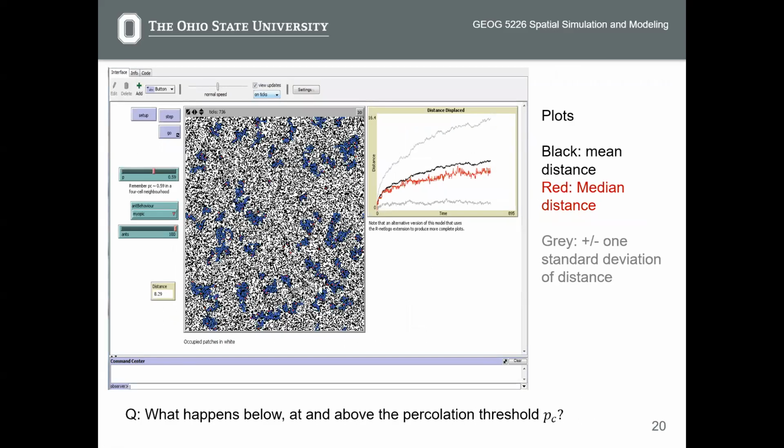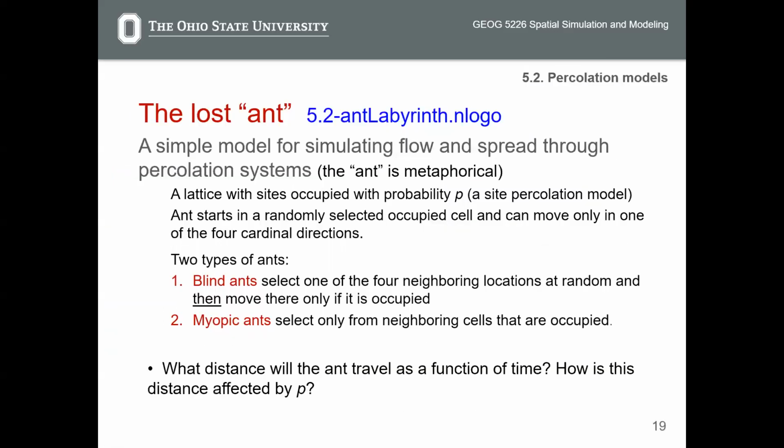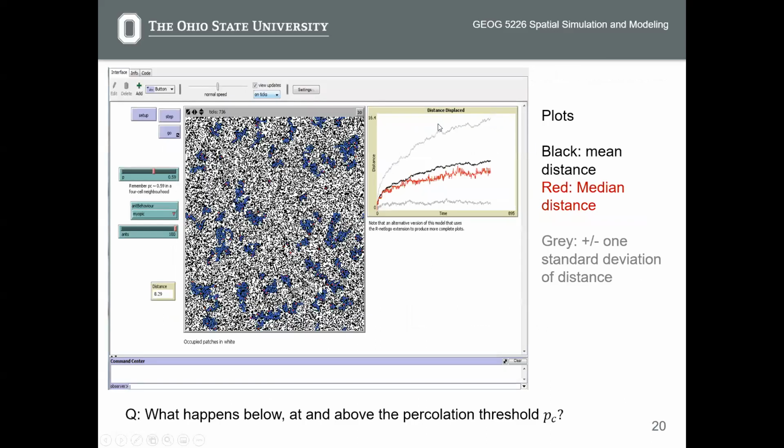There is this model in the model library. You can play with it a little bit as usual. And here is the interface of that model. Obviously, you can use multiple ants at the same time. You can change the P value, myopic or blind, and the number of ants. And on the right side there are different plots, right?